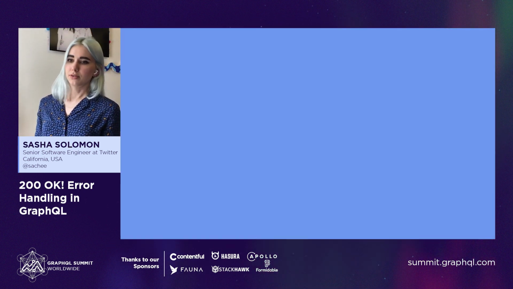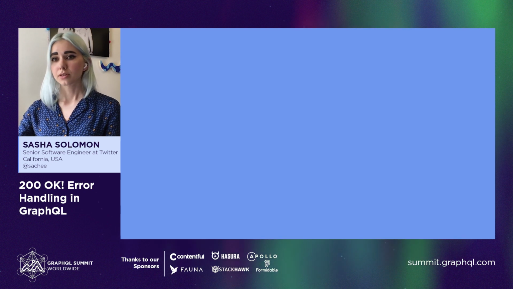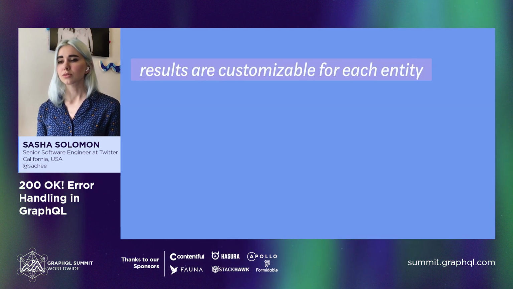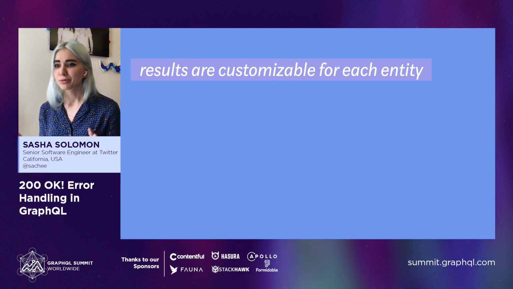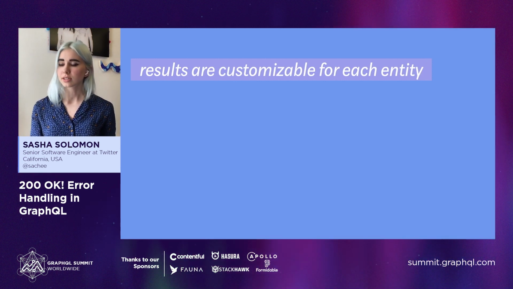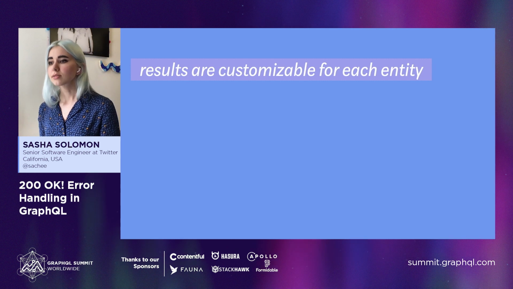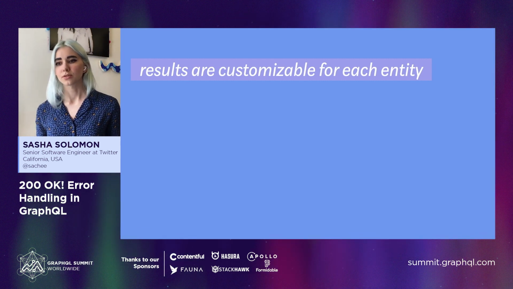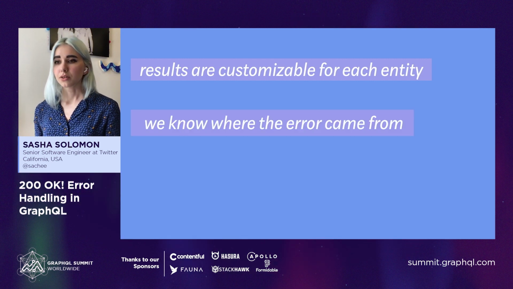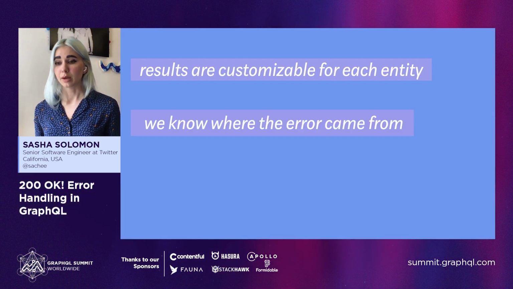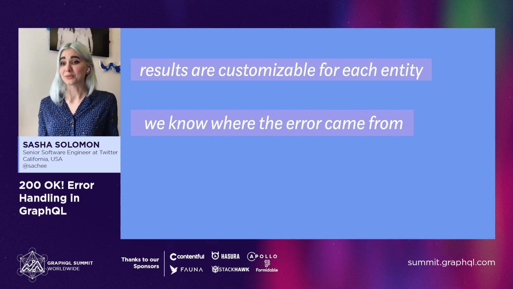So what have we learned so far? With this new scheme, we've learned that results are customizable for each entity. So that's pretty cool. A user can have different alternative results than other fields. And we can also add different errors and customize fields for each type. So that's pretty awesome. For the other thing, we know exactly where the error came from. It's encoded in the schema, so that's pretty sweet.